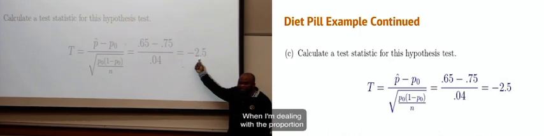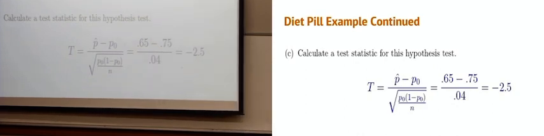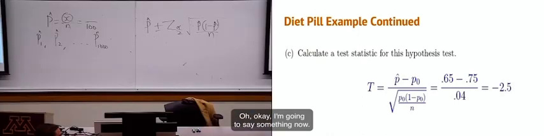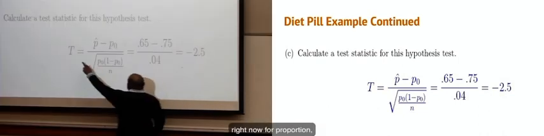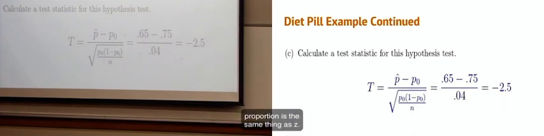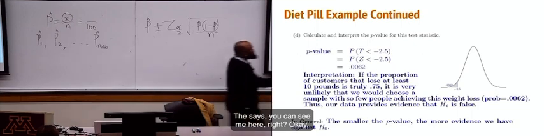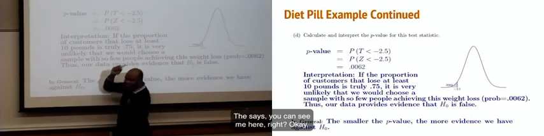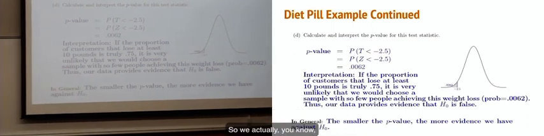But let me tell you this. When I'm dealing with hypothesis testing on proportion, you can see I actually write T, right? Now, when you are dealing with proportion, T is the same thing as Z. Does that make sense? T and Z, it's going to be the same as Z. So I'm going to be focusing on Z.